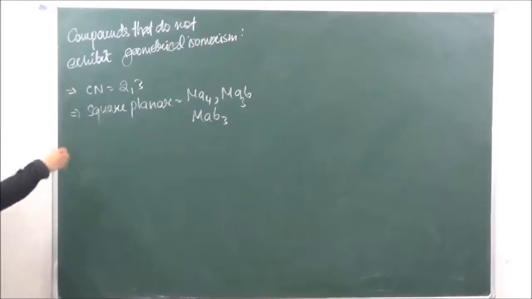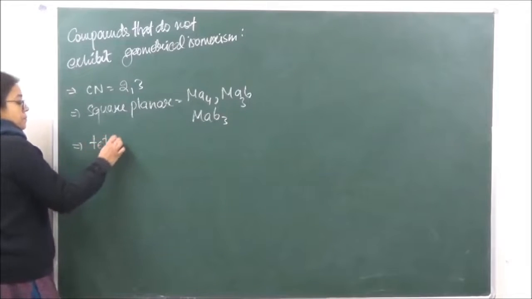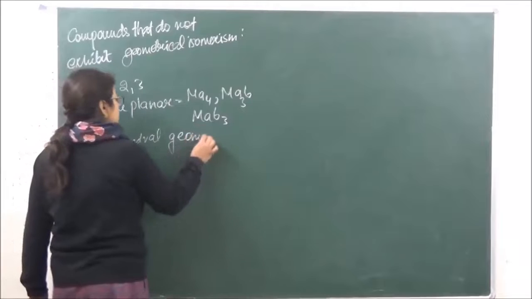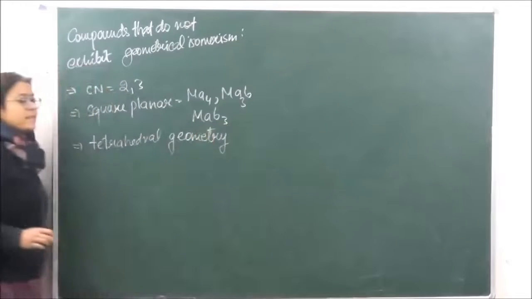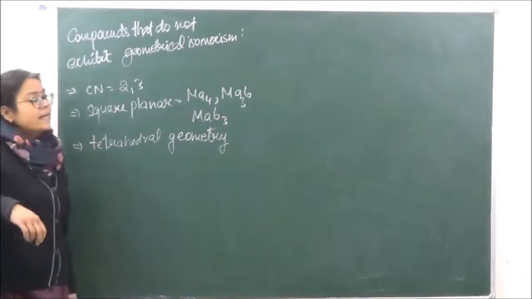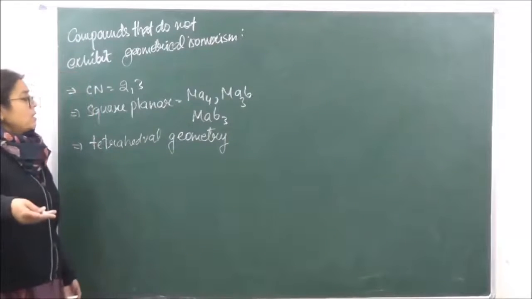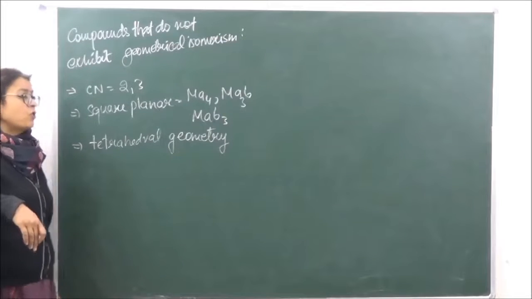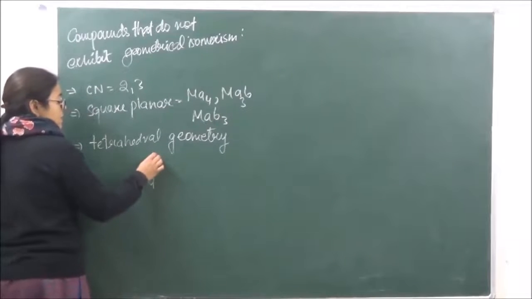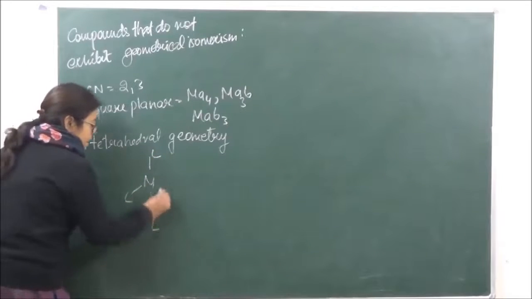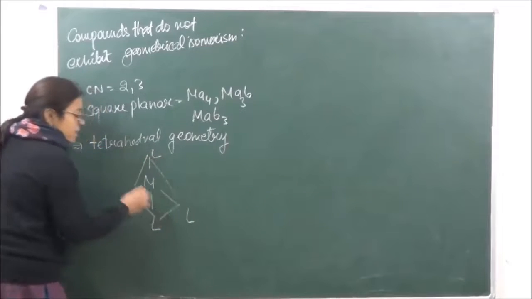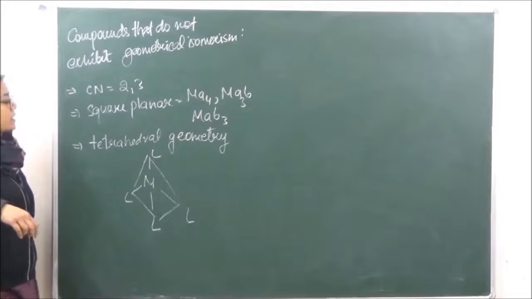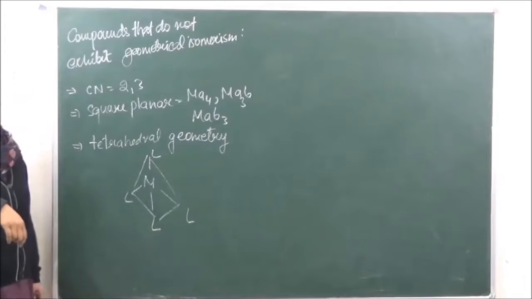Then even complexes with tetrahedral geometry, they are unable to show it, because all the positions in tetrahedral geometry are going to be what? They are going to be adjacent positions only. Tetrahedral geometry is going to be this. So over here, there is no opposite position as such. All the positions lie adjacent to each other. Therefore, it is unable to show geometrical isomerism.